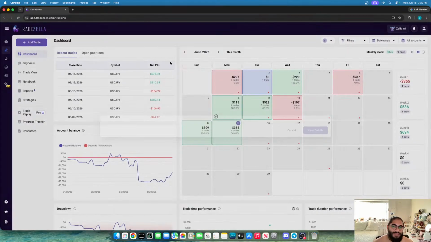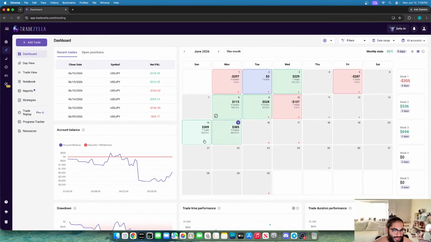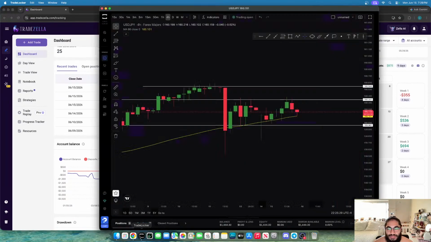Overall, I think I'll give myself like a C plus. Although we made more money than yesterday, although we're positive in profit, I would still grade this like a C plus. Why? Let's talk about it. Let's break it down real quick.